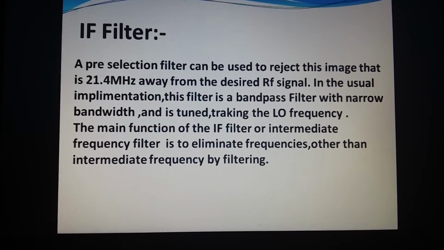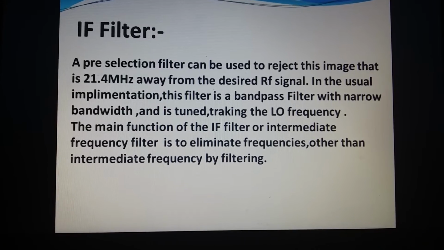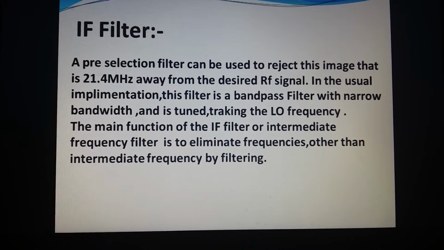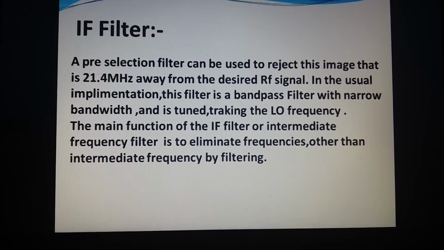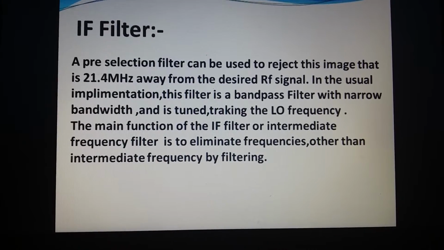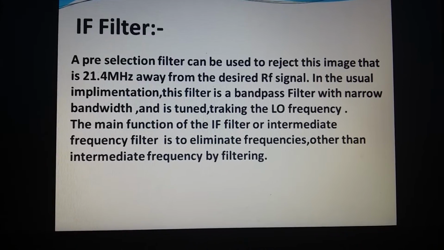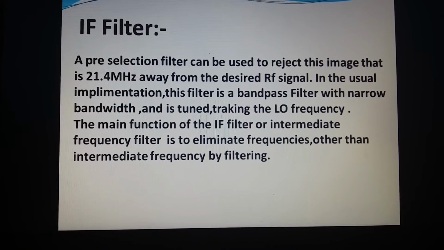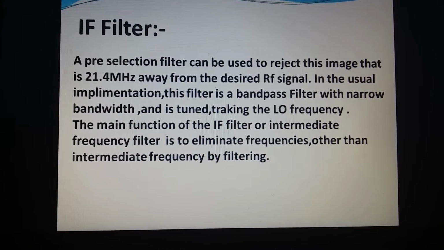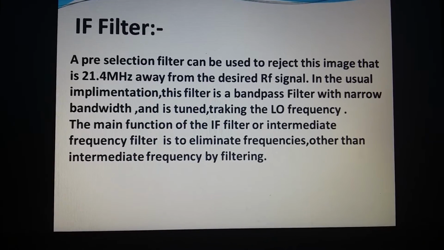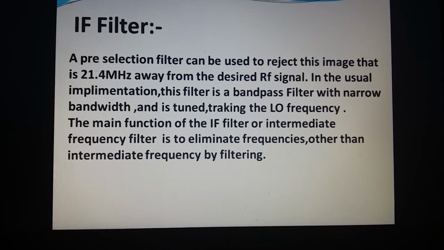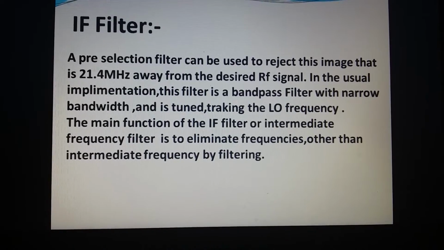A pre-selection filter can be used to reject this image, that is 21.4 MHz away from the desired RF signal. In the usual implementation, this filter is a bandpass filter with narrow bandwidth and is tuned, tracking the LO frequency. The main function of the IF filter, or intermediate frequency filter, is to eliminate frequencies other than the intermediate frequency by filtering.